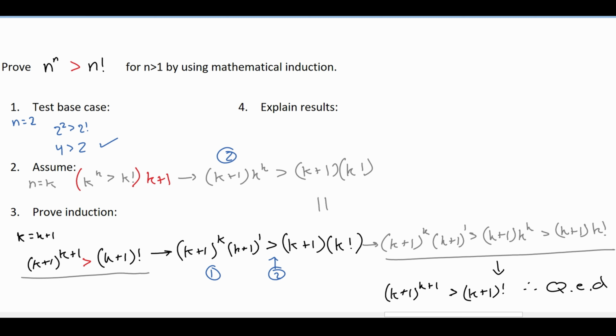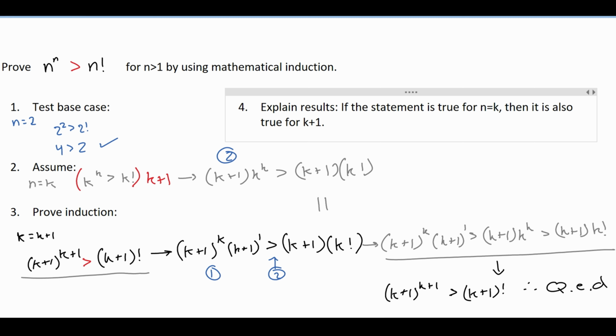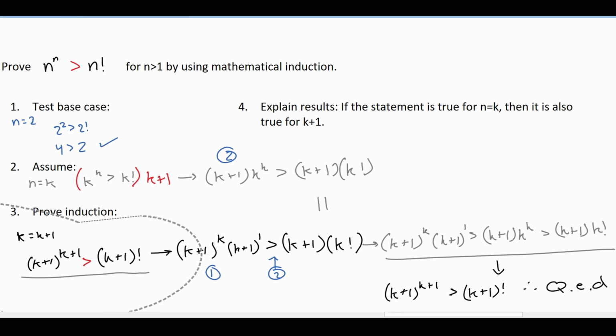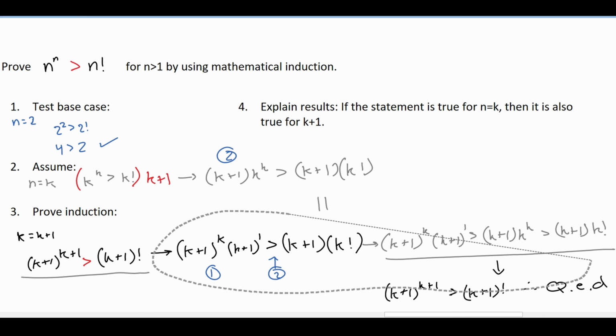Now, we just need to explain our results. Our results are basically just going to state that if our statement is true for n is equal to k, which we assume right here, then it is also true for our k plus 1, which we showed right here, and then further proved over here. So that's how you would go about solving with mathematical induction.